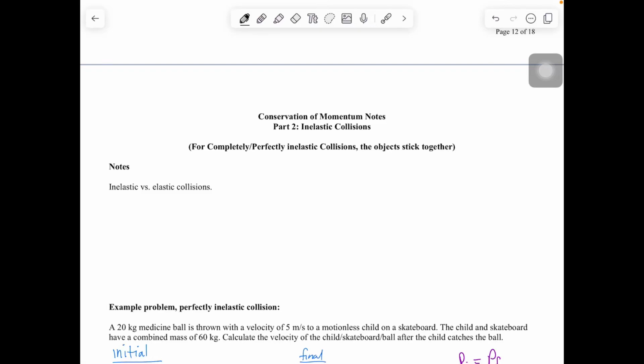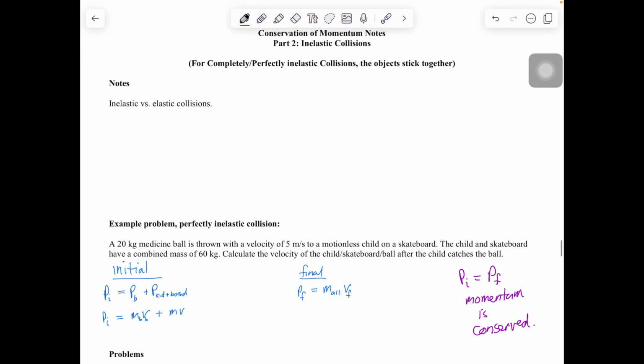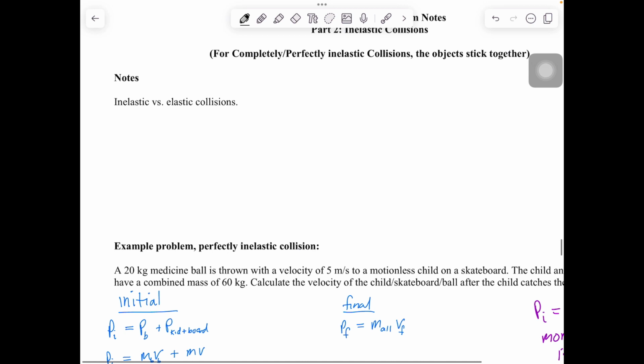We're going to take a look at your conservation of momentum notes, part 2, inelastic collisions. This is on page 13 of your packet. So if you could go ahead and open that up, scroll down to page 13, and let's talk about what the difference is between inelastic and elastic collisions.